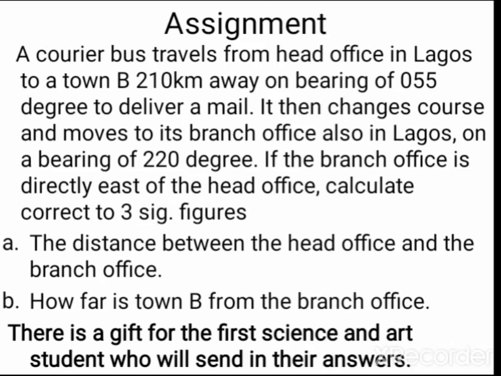If the branch office is directly east of the head office, calculate, correct to three significant figures: A. The distance between the head office and the branch office. B. How far is town B from the branch office? So let's put everything we have here into bearing to get the shape of the triangle.